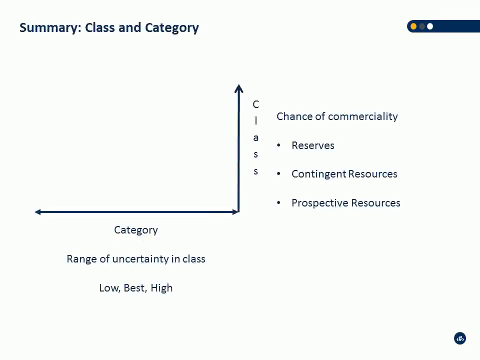Same principle, as you can see by the emphasis that's put on how you move through this chart. That's really what evaluators spend a lot of their time doing, is figuring out how these different volumes should be bucketed and how they interact with one another. So you've got class on the vertical axis, which is really related to your chance of commerciality. Again, that's your risk. And then you've got the various categories, which is your range of uncertainty, low, best, high.